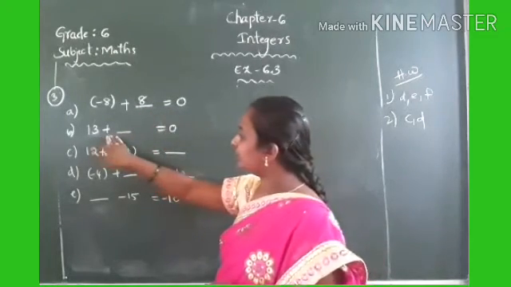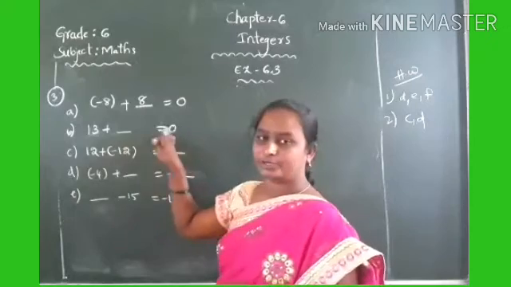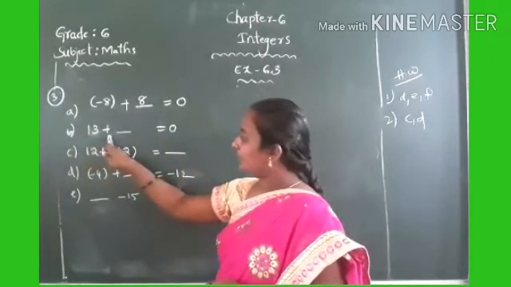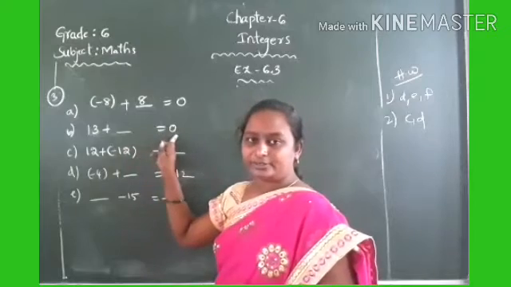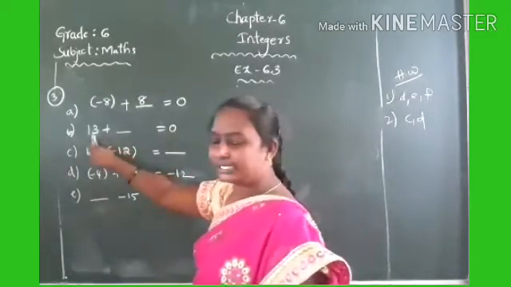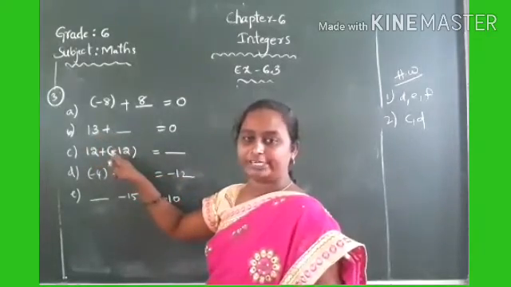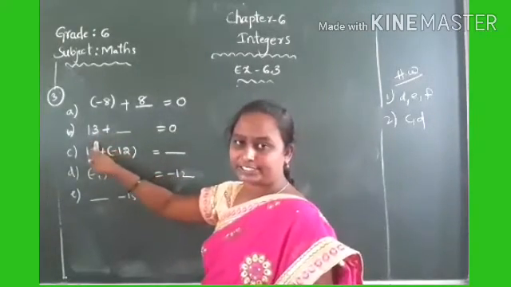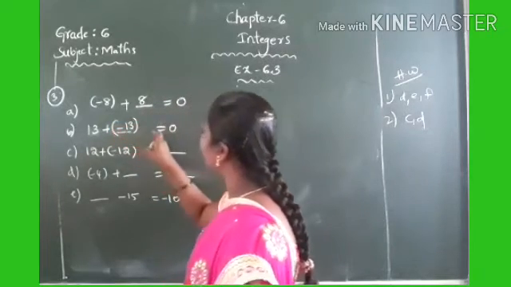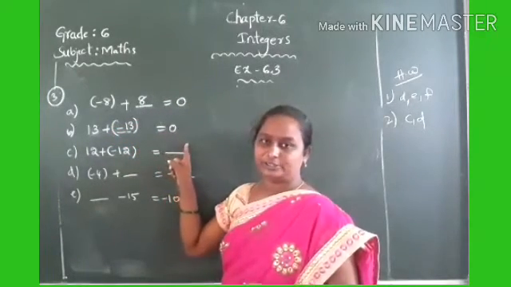Next, 13 plus dash is equal to 0. Already here plus 13 is there. Then how will you get 0? Which integer do you have to add here? Yes, so already here it is plus, so you have to take the additive inverse. The additive inverse of 13 is minus 13. Then only you will get 0.